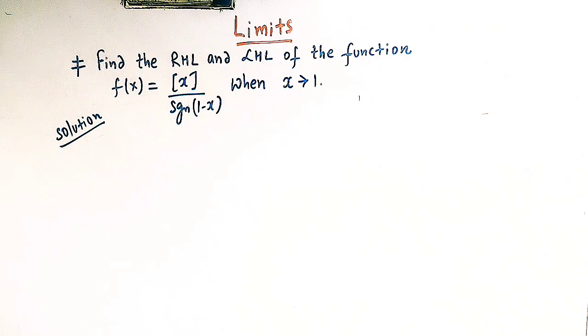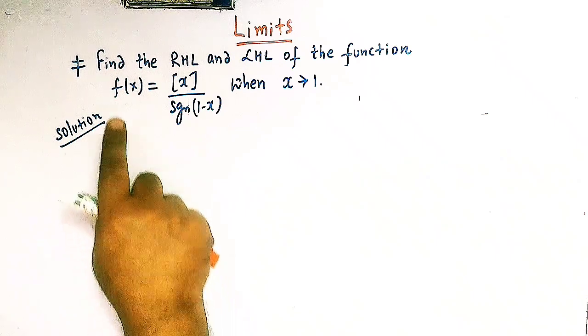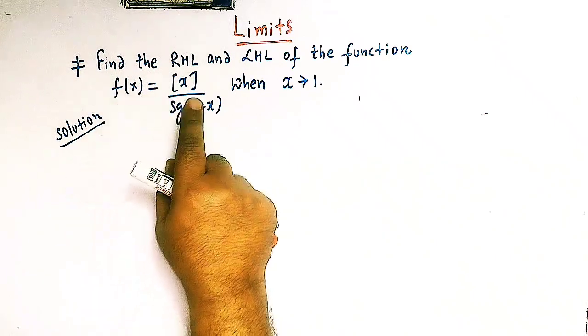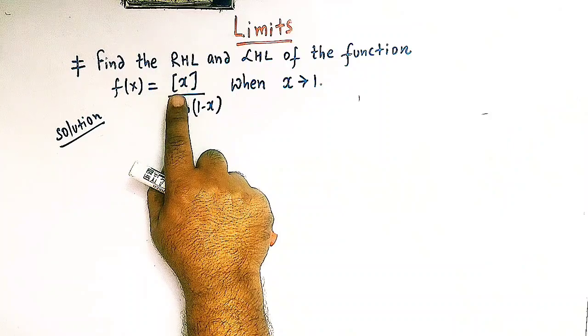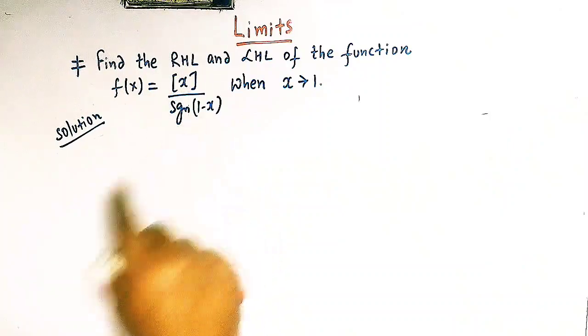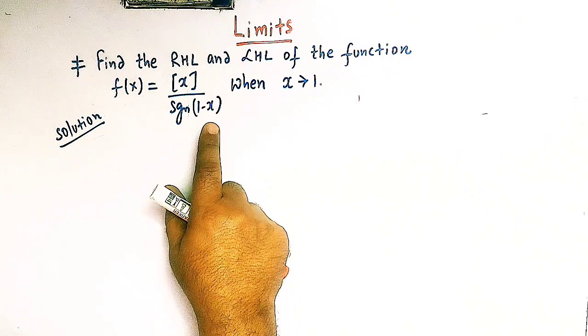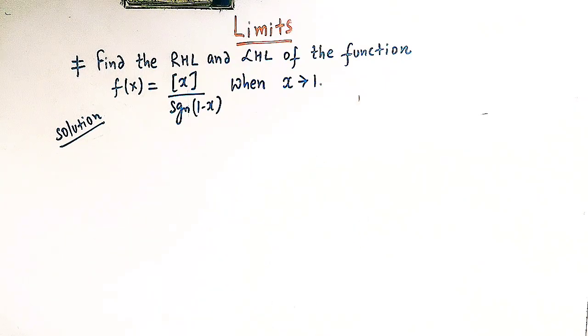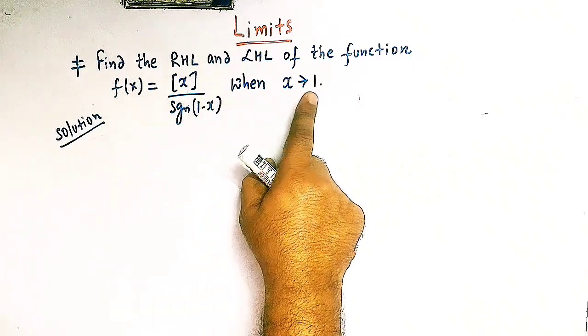Hello viewers, in today's session we are going to discuss another important and conceptual problem from limits. And here we are going to find out the right hand limit and the left hand limit of this function f of x, which is the quotient of greatest integer function, that is greatest integer of x, and the signum function, that is signum of 1 minus x, when x tends to 1, right? So let us see how we can find out the right hand limit and the left hand limit of this function f of x when x tends to 1.